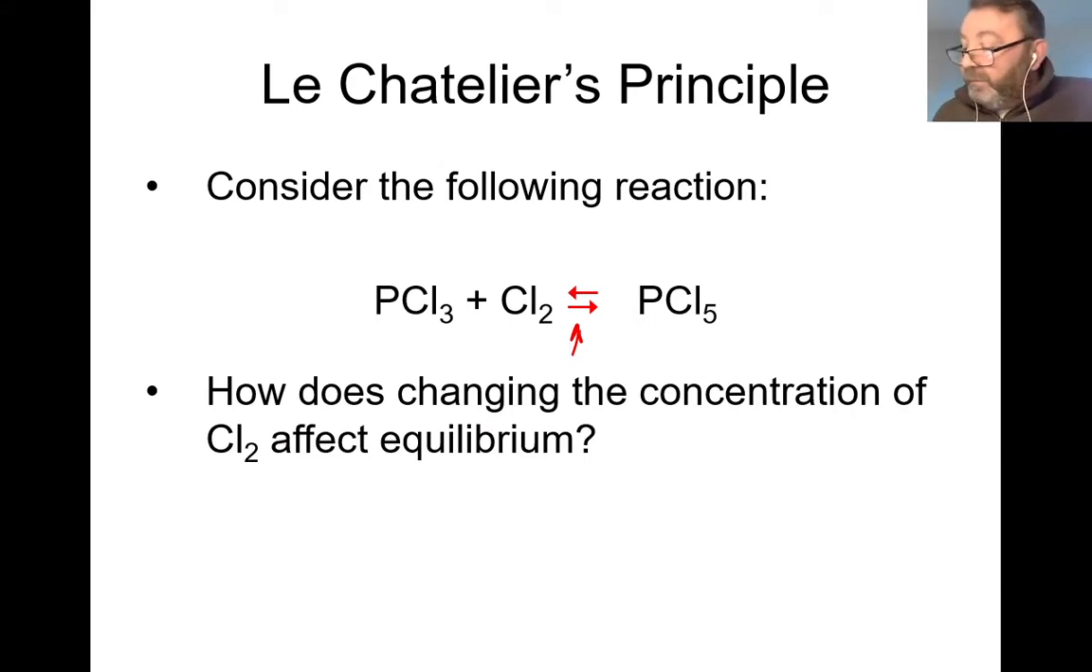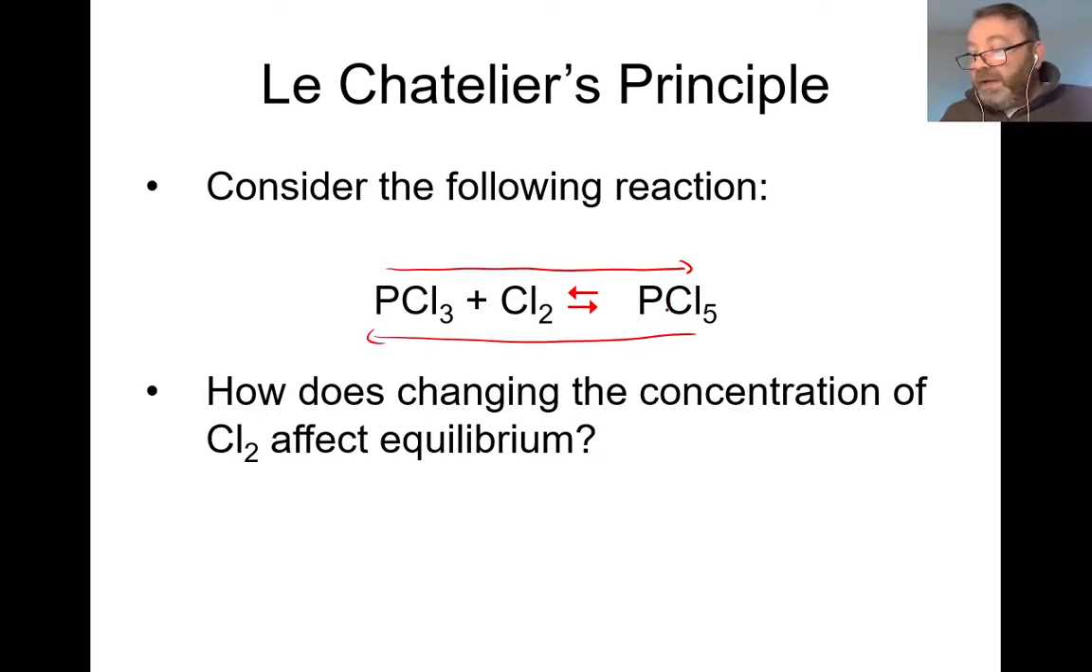Well, in this case here, no mention of heat, so we don't need to know, because we're not dealing with a stress of heat, so we don't need to know whether it's endothermic or exothermic going forward. That's fine. But what I do need to know is this. The forward reaction involves using these two up to produce PCl5. And the backward reaction involves breaking down PCl5 to create PCl3 and Cl2.